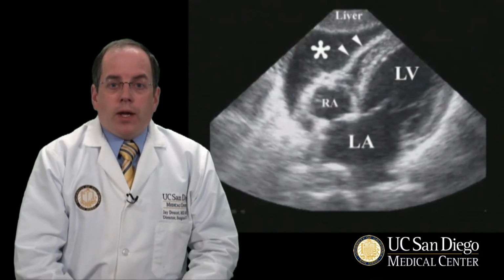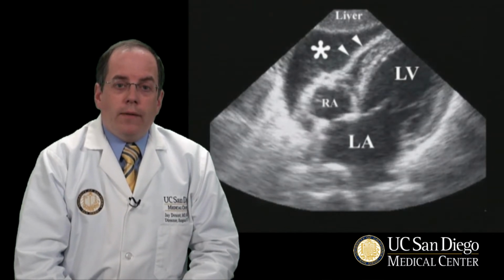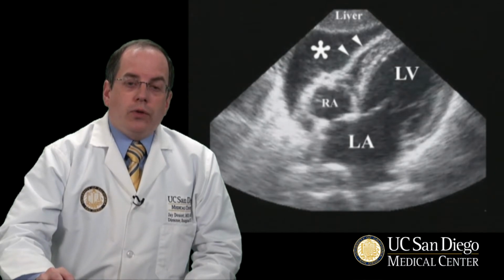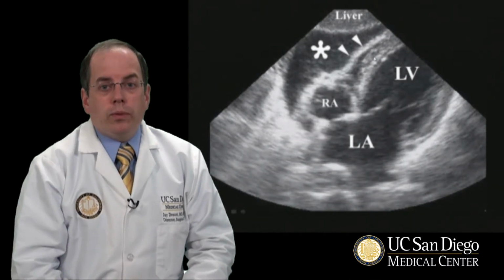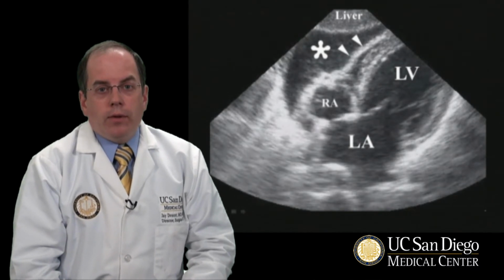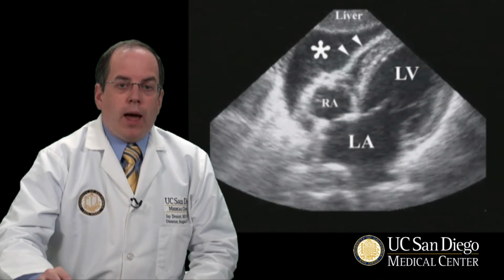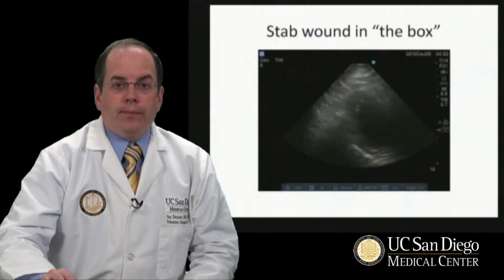Also examined at the same time is the subxiphoid window looking up towards the heart. In this case, we can see the heart shows up very well. The left ventricle and left atrium are here. This is the right atrium. But in addition, between the liver and the pericardium, there should be no black stuff, no fluid. However, in this example, the asterisk marks the presence of fluid between the liver and the heart, which is pathognomonic of a patient with pericardial effusion or tamponade.